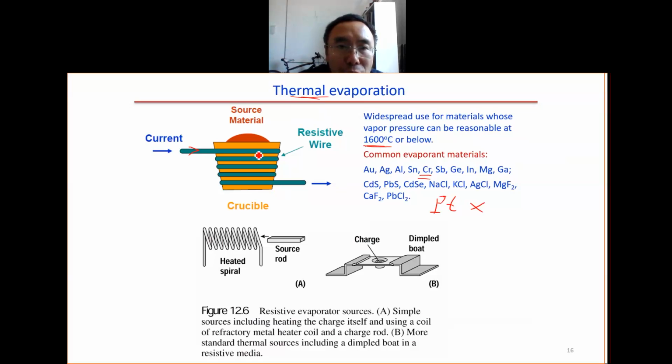We can put the material into a crucible like this. We can also use a heated spiral, where we put the source material into it, or we can use a dimple. We can also use a small boat, and we put the source material into this small boat.